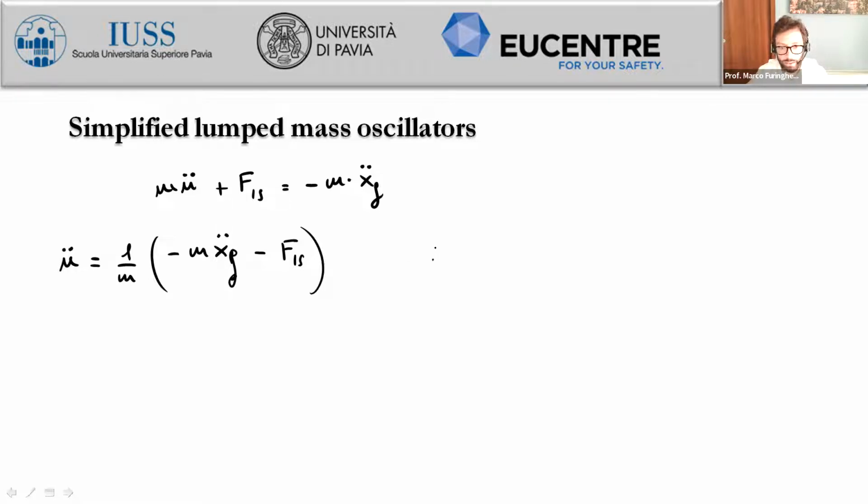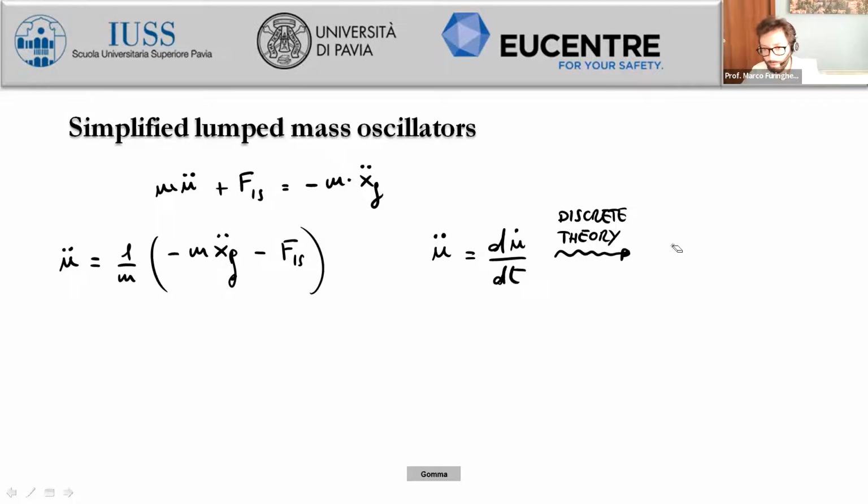So let's assume that this quantity, the relative acceleration, is generally assumed as the first derivative of the relative velocity with respect to time. Okay, but if we go through the discrete theory, we switch from a ratio of differentials to just a variation quotient. We can say the relative acceleration is equal to the variation of relative velocity divided by the variation of time. So these are not differentials, but they are actually variations.